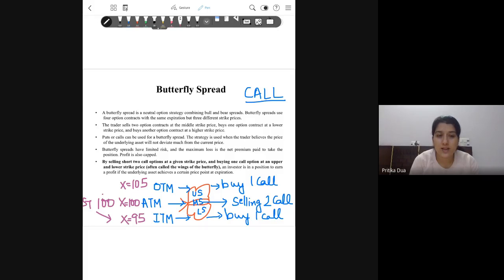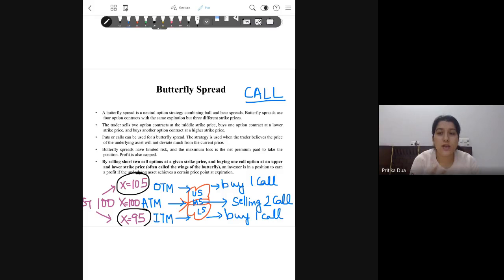Again, what you see is that both the option contracts, that is the out of money contract and the in the money contract, are at equidistance from the middle strike price. 5 rupees का difference है in the upper strike price and lower strike price from the middle strike price. So these are prerequisites of creating a butterfly spread.